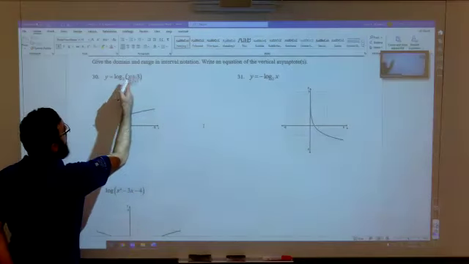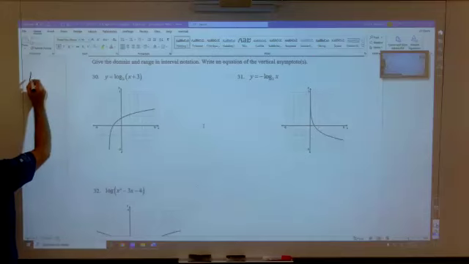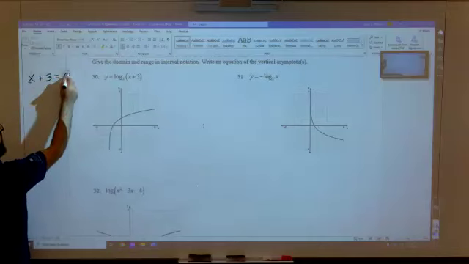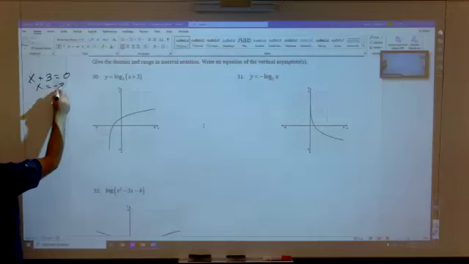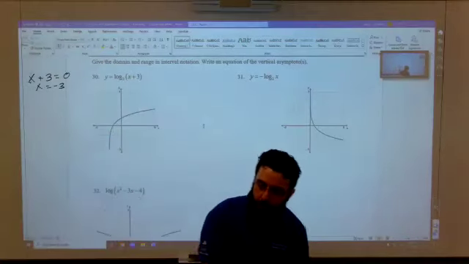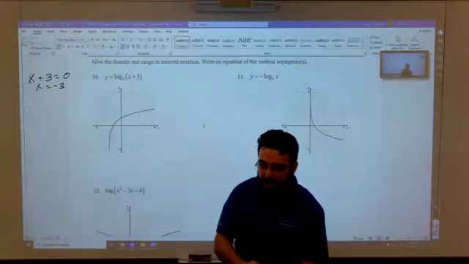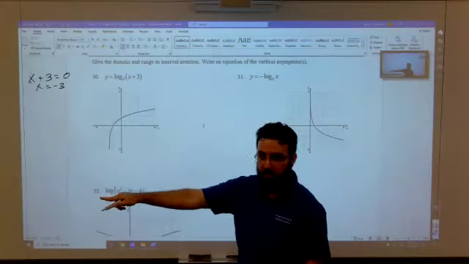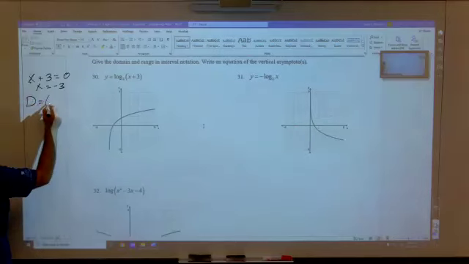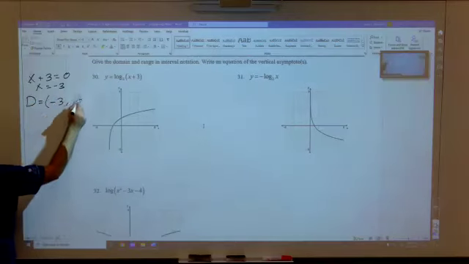Take everything belonging to the log, which is x plus 3, and set it equal to 0. That means x equals -3. That means my domain starts from which point? -3 to infinity. So this is the domain. The domain is going to be -3 to infinity.